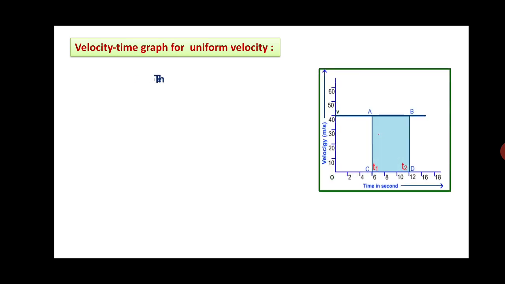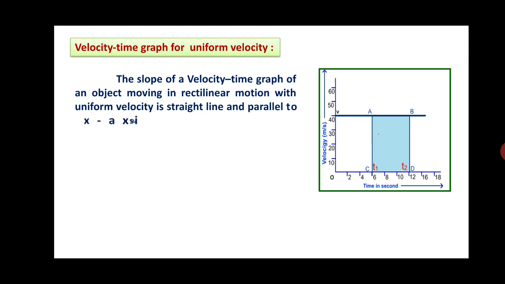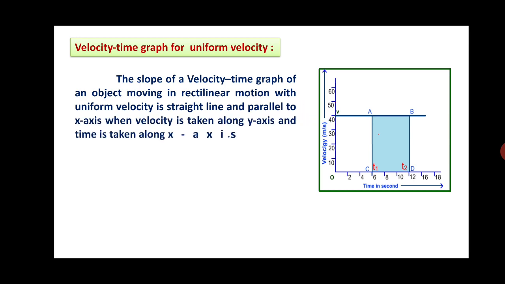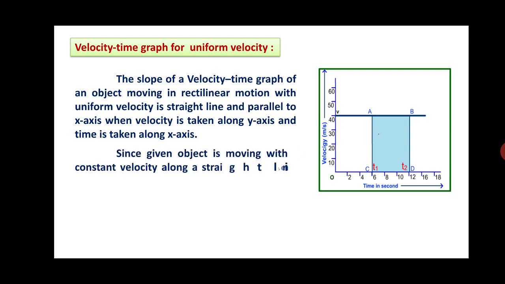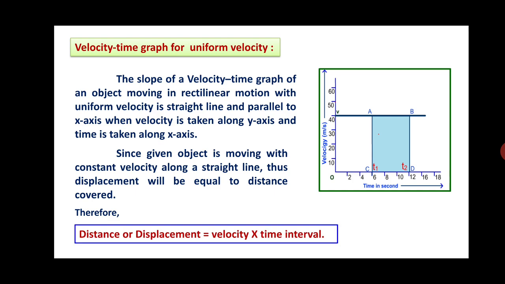Next, we will continue with the velocity time graph for uniform velocity. Friends, you can see the figure. The velocity time graph of an object moving in a rectilinear motion with uniform velocity is a straight line parallel to the x-axis. You can see in the adjoining figure, when velocity is taken along the y-axis and time is taken along the x-axis. Since the given object is moving with a constant velocity along a straight line, displacement will be equal to the distance covered. So, therefore, the distance or displacement is nothing but velocity into time interval.